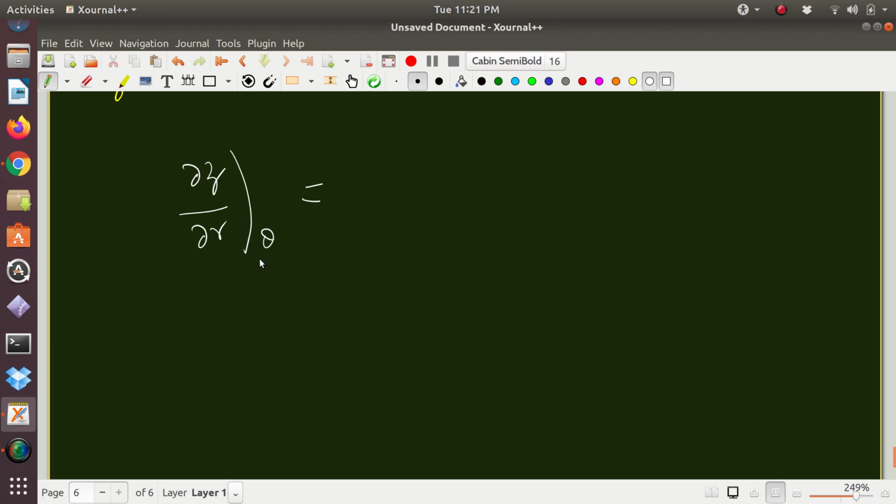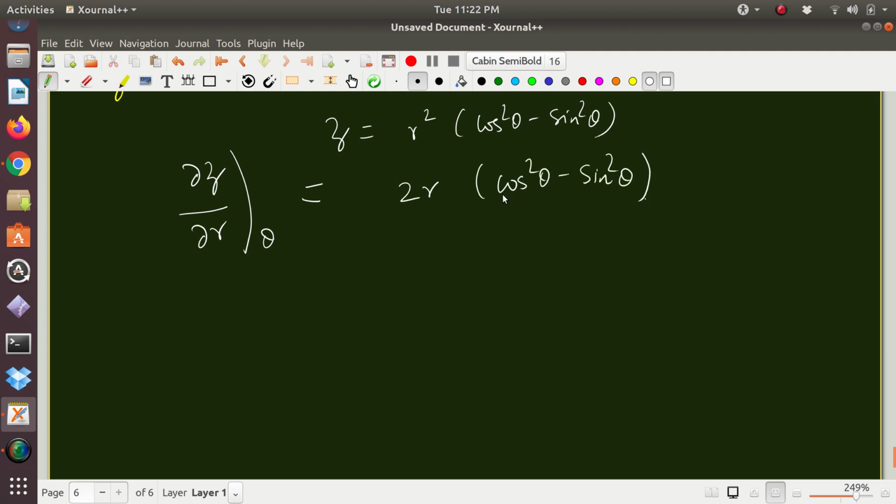Now if I need this, I have to first consider z as r squared times cos squared theta minus sin squared theta, because I need the dependent variables to be in terms of r and theta, which makes my job of evaluating this derivative very simple. So I'm keeping theta constant, so I have to differentiate only with respect to r. So this is very straightforward, right? It's something that you can do.